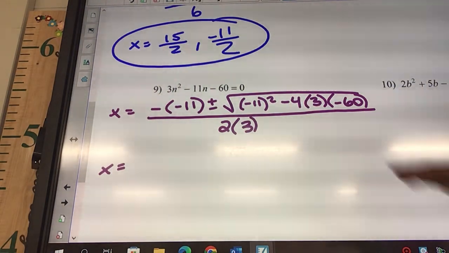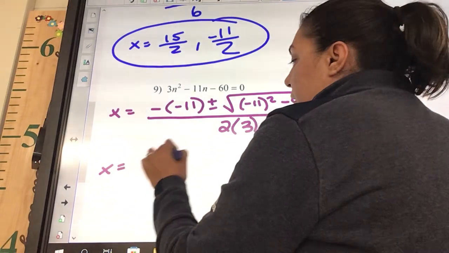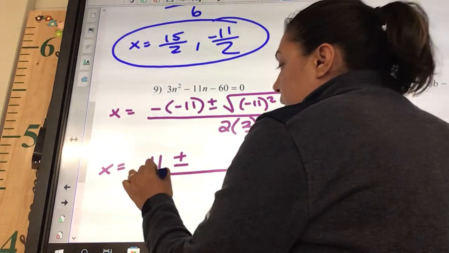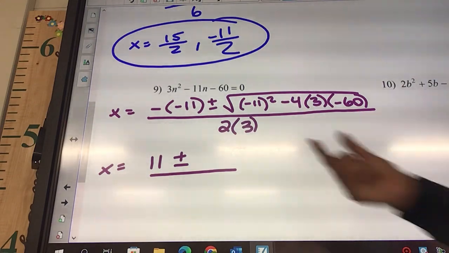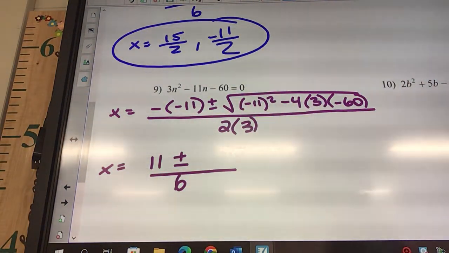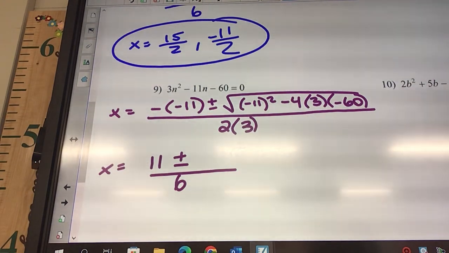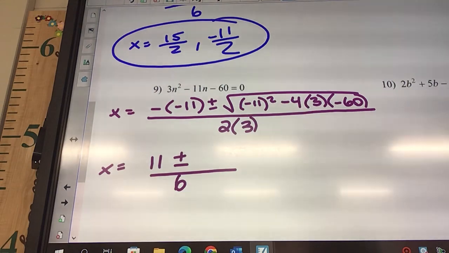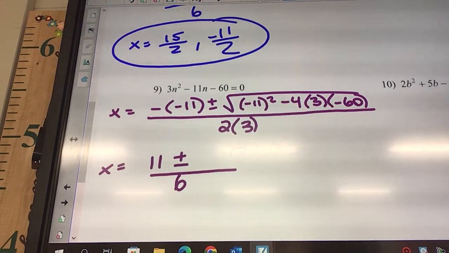Okay, so again, what is a negative negative 11? Well, that's going to be a positive, so that makes it a positive 11 plus or minus. And again, the bottom part we can do in our head too. What is 2 times 3? It's going to give me 6 on the bottom. And then this part we're typing in on the calculator, so make sure you hit square root, parentheses, negative 11 squared, minus 4 times 3 times negative 60.